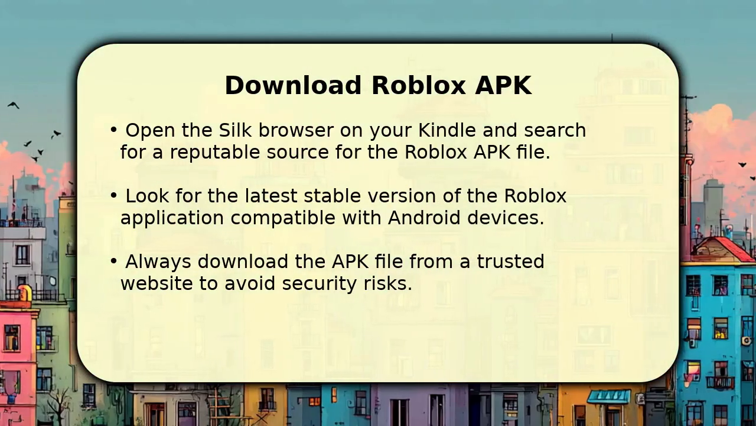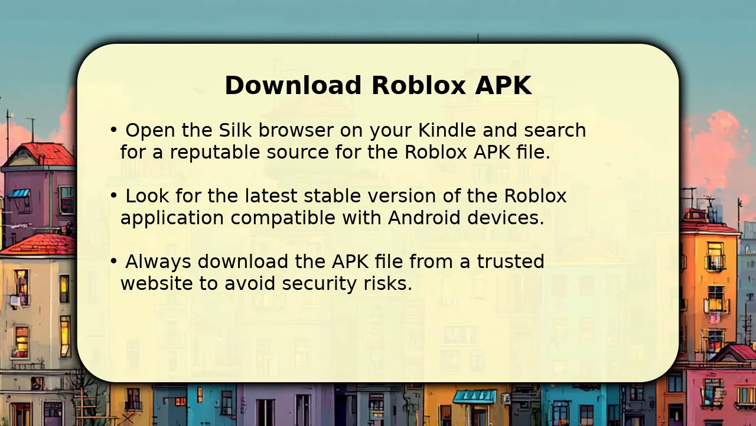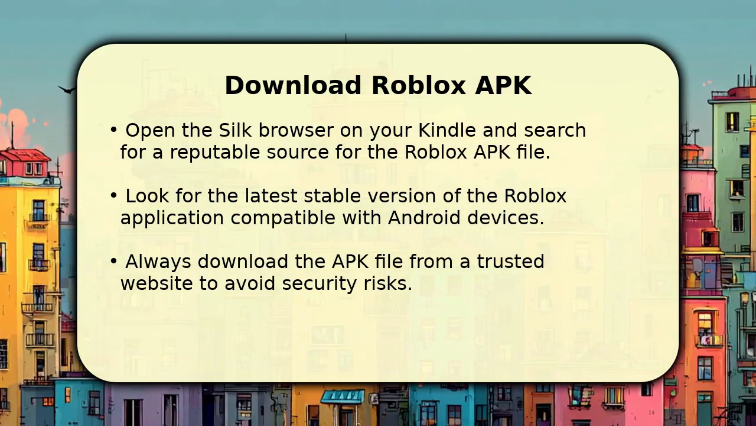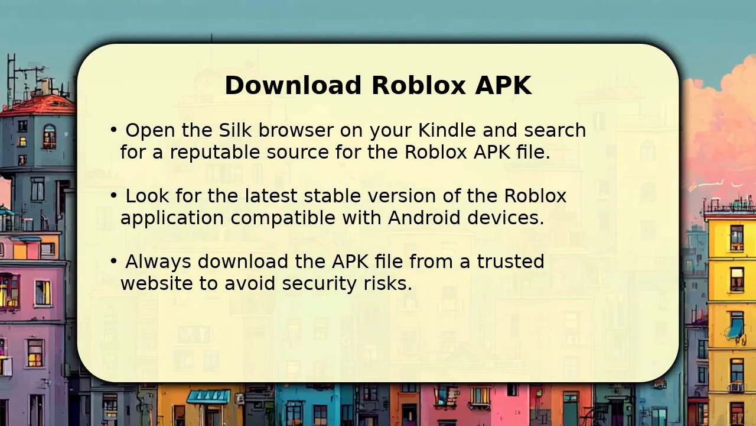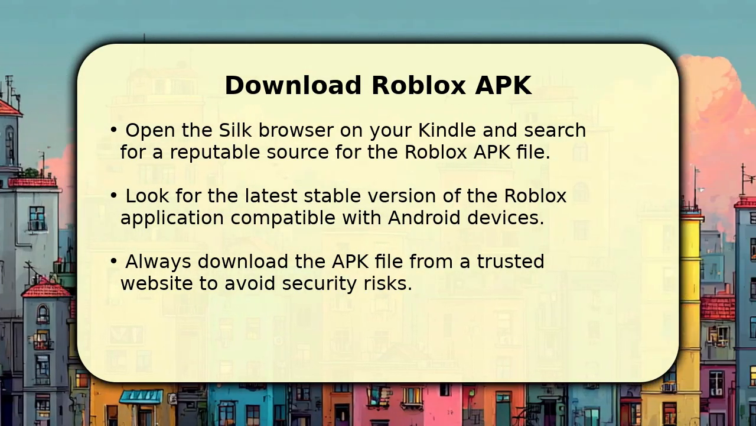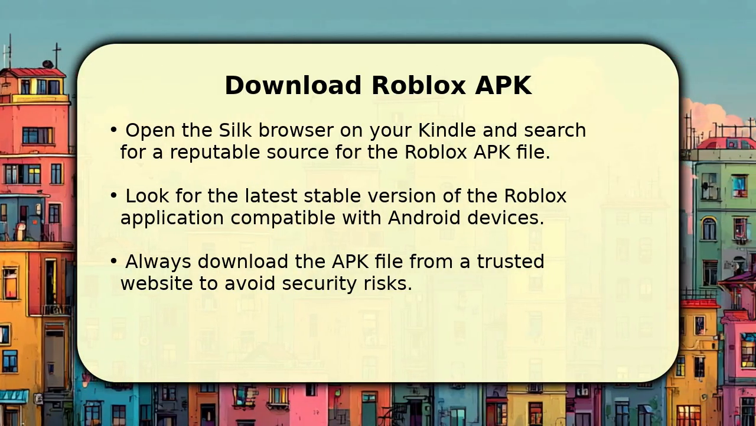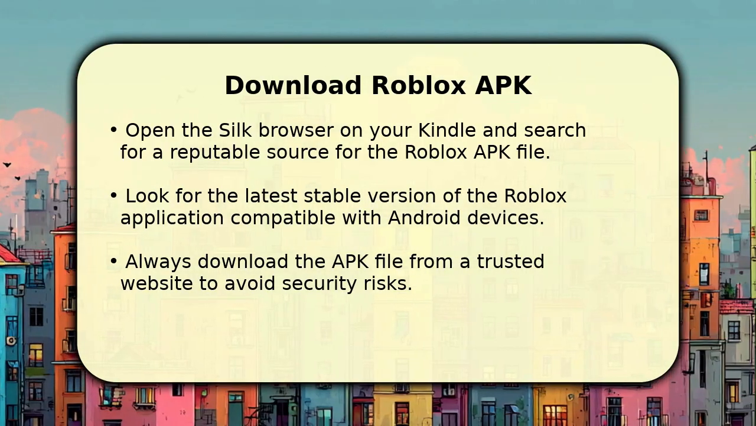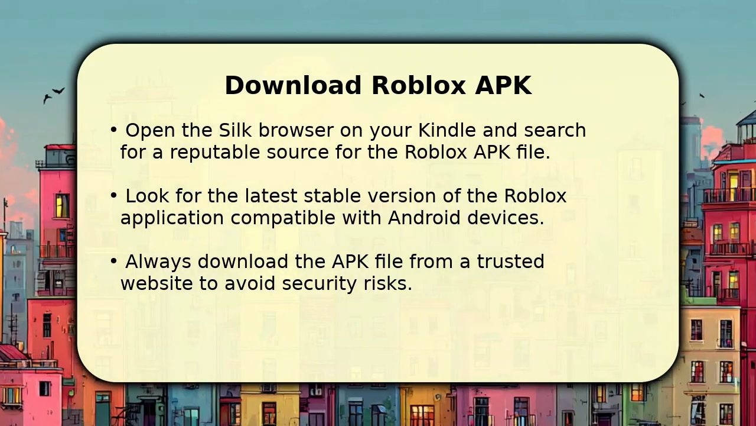Now, let's get the Roblox application file. Using your Kindle's Silk browser, search for Roblox APK download from a trusted and secure website. It is vital to only use reputable sources to avoid any malicious software. Look for the latest stable version compatible with Android devices and double-check the file size. It typically ranges from about 100 megabytes to 150 megabytes. Once you find it, proceed with downloading the APK file.